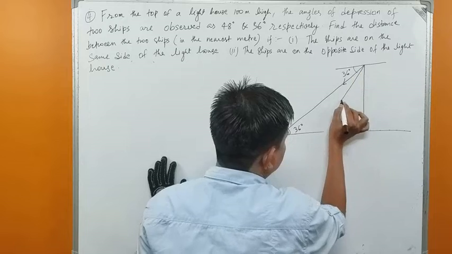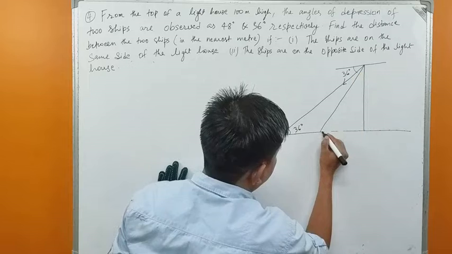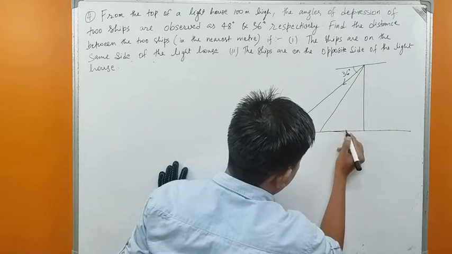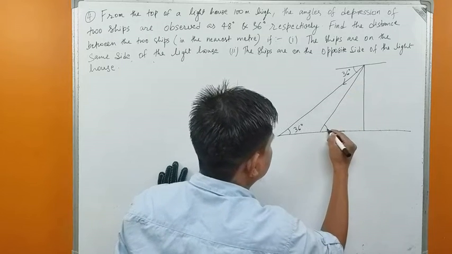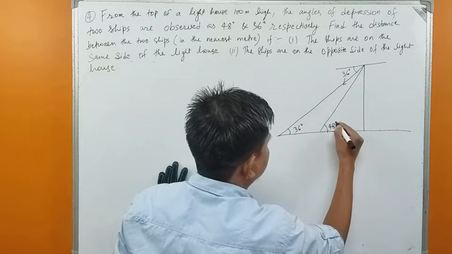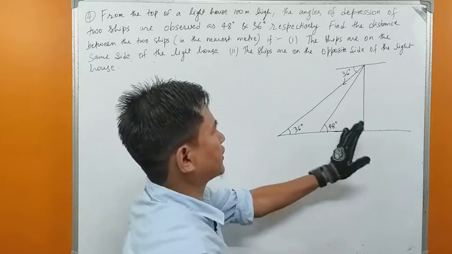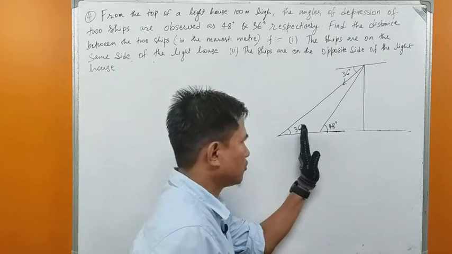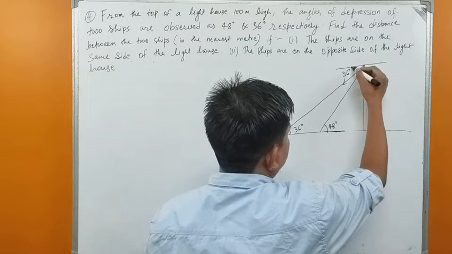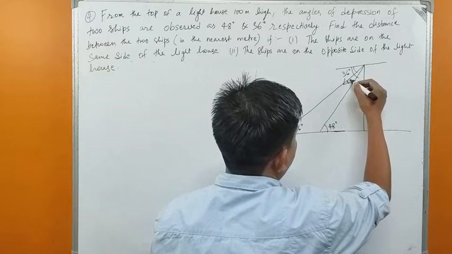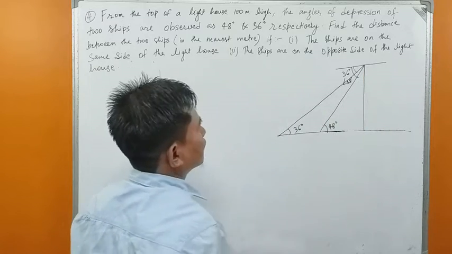48 degrees. Please note that the bigger angle should be closer to the vertical line. Okay, so this is 48 degrees. Smaller angles should be farther away, bigger angles should be closer to the vertical line. As you move towards the vertical line, the angle increases. So the angle of depression in this case is 48 degrees. This line is a transversal, so this also becomes 48 degrees, equal, isn't it?